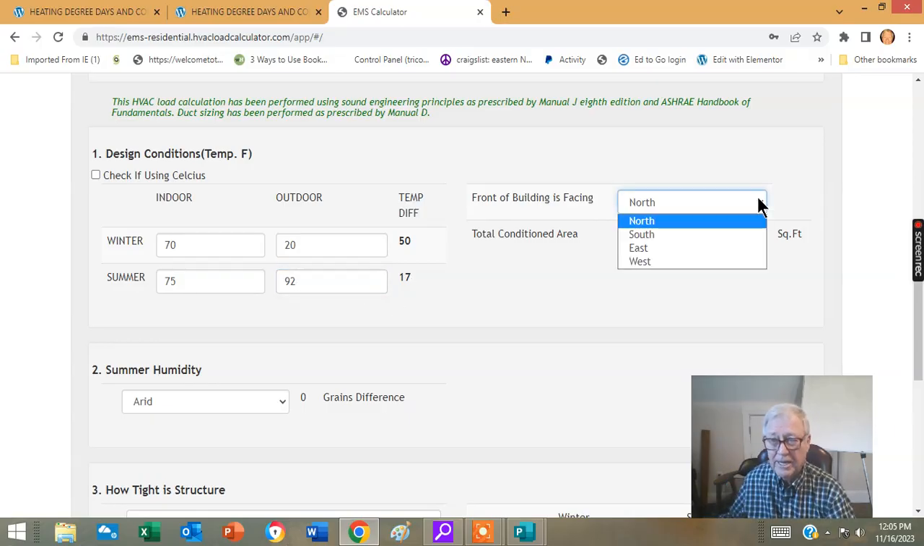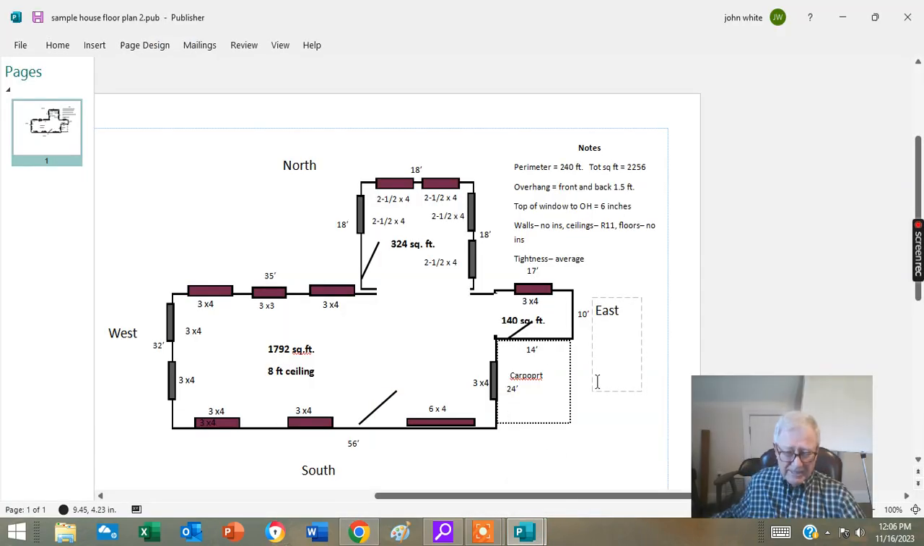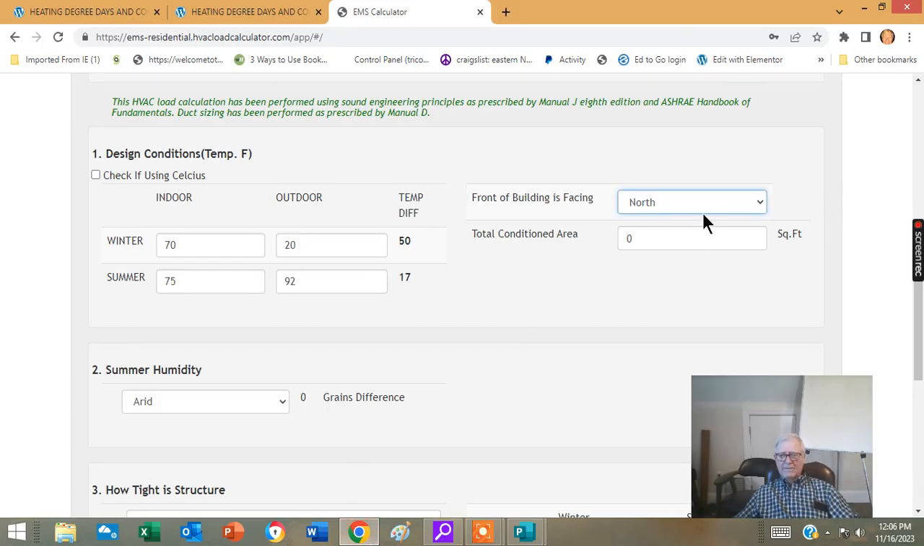Over here, it just asks you what direction the house is facing. Well, let's go look at the house. Here's the house we're looking at. We went out to the house and we surveyed it, drew a picture of it, measured the windows and measured all the walls and what have you, and took a number of notes over here, which we'll get into in a few minutes. But nevertheless, the house is facing south. So we're going to go back to the load calculator, and this house is facing south.